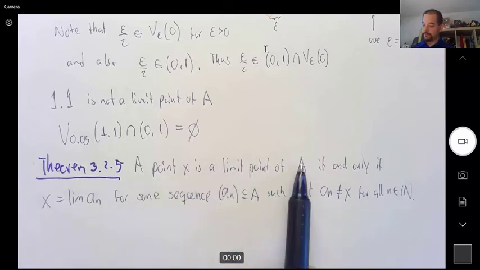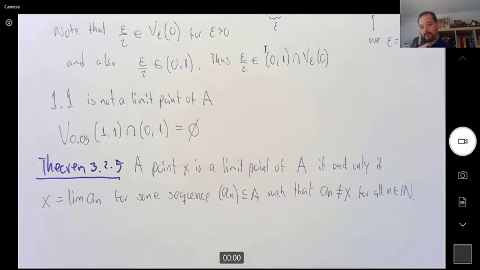So if X belongs to A, you could pick the sequence X, X, X, X, X, X, X, X, all of them X's. That would make X the limit of that sequence. But we don't want that because that's not really a sequence of elements in A. You're cheating. You're just using X, right? So we wanted it so that you're not cheating, so that you're using every one but X. You could use any elements except X, all right?